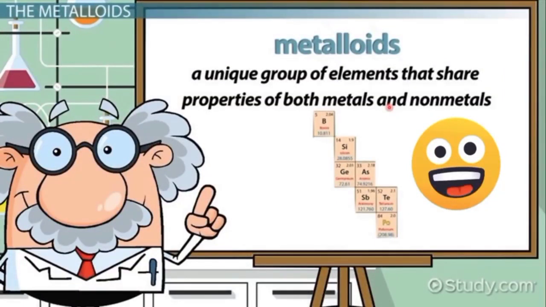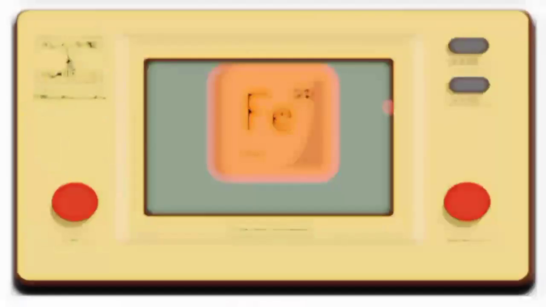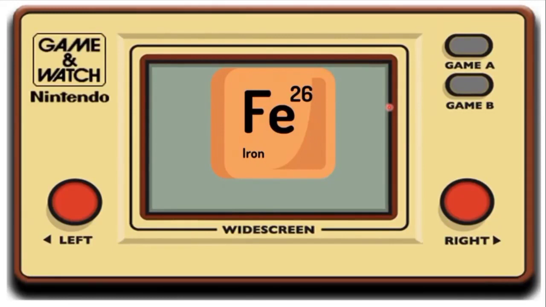Always remember that we have only 7 metalloids in our periodic table, and those are boron, silicon, germanium, arsenic, antimony, tellurium, and the last one is polonium. And take note, Kaotin, that metalloids are a unique group of elements that share the properties of both metals and non-metals. And now, without further ado, let's start our activity.